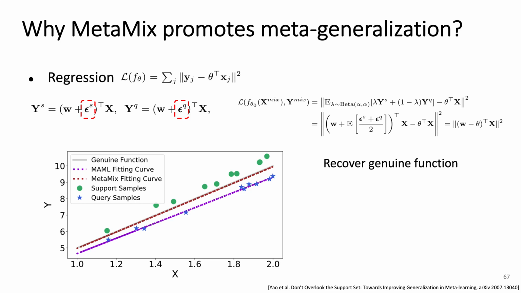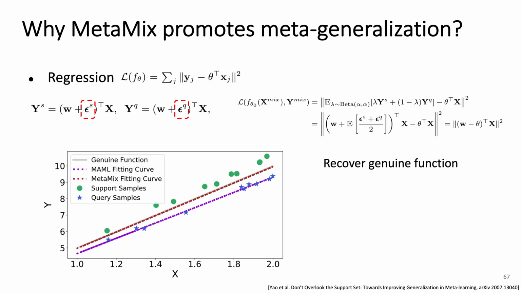Also in the regression problem, this is the regression loss function. We assume that the features may carry some bias, because the support and query sets are both sampled, so they may both have some bias. In this figure, the gray line is a linear function, along with some support samples and query samples. We can see that we recover the linear function by using MetaMix, because if we only use the query set, we cannot get an unbiased model.